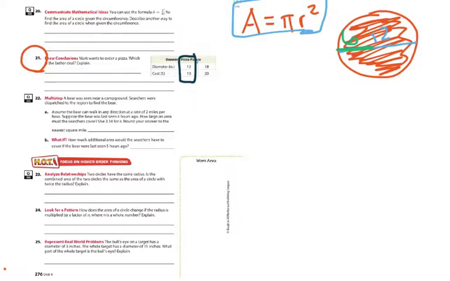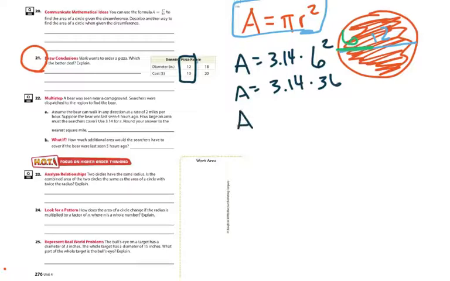So if area equals 3.14 times 6 squared, then my area equals 3.14 times 36, which equals 113 and 4/100, or about that, right? Okay. Now I need to find out how much it costs per square inch of the pie.